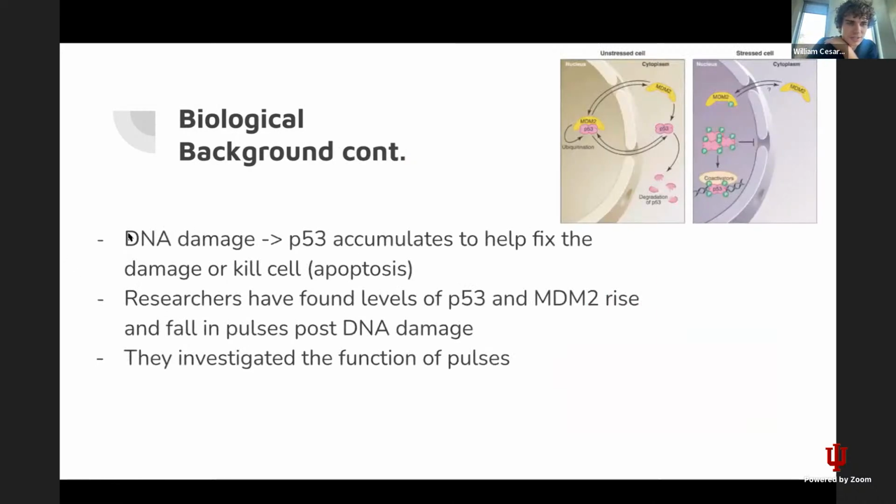But when there's DNA damage from external sources, like in this research, it was gamma radiation, P53 accumulates because the levels of MDM2 drop off a little bit. So P53 accumulates, and that is necessary to help fix the damage or kill the cell. And from the papers that I've read, one of them was talking about this occurrence, which I can maybe show on this page.